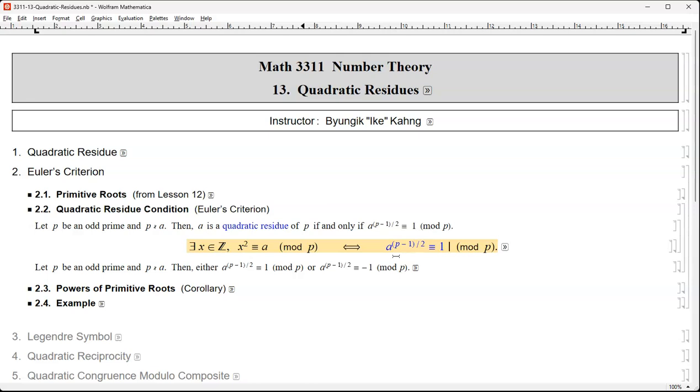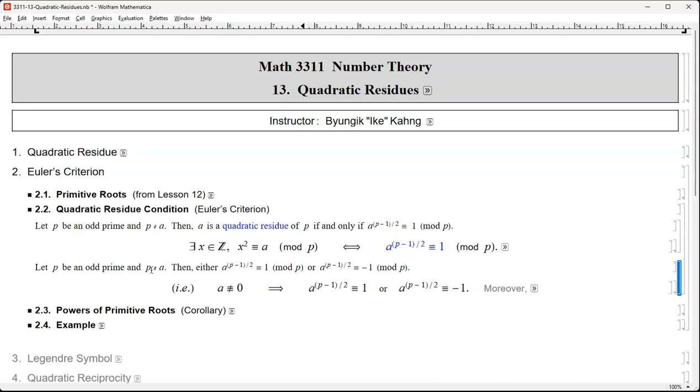By the way, p is an odd prime, so this p minus 1 is even. So (p minus 1) divided by 2 is a positive integer, so a to that power, (p minus 1) over 2 power, is well defined. No problem there. And that's what we did as the first half of Euler's criterion. And here comes the second. Under the same condition, p is an odd prime and p does not divide a, in other words, a is non-zero mod p, then a to the (p minus 1) over 2 power is either 1 or negative 1. Either one or the other, nothing else.